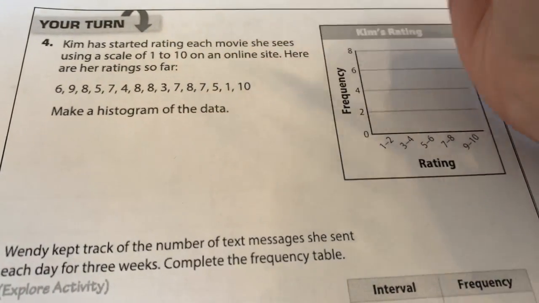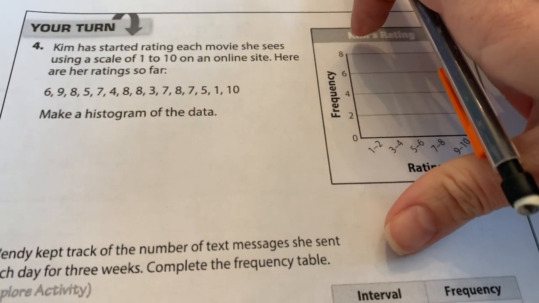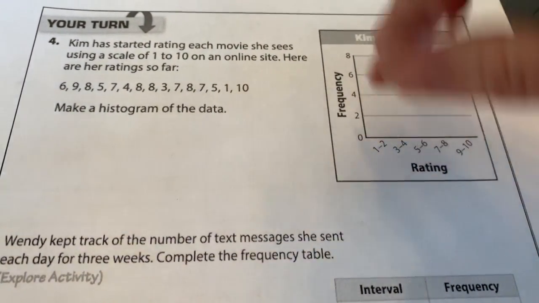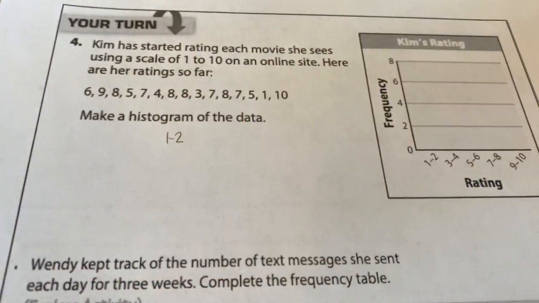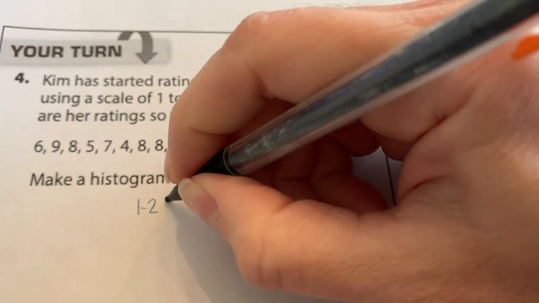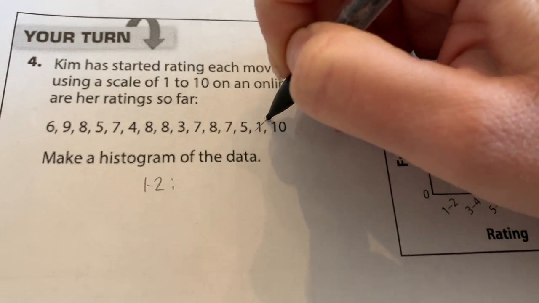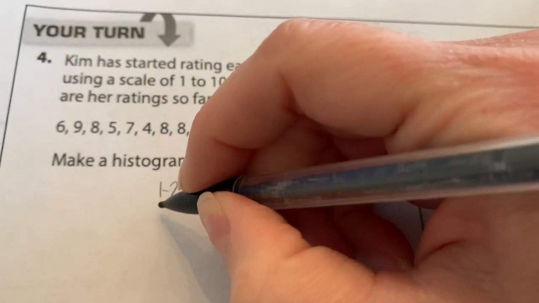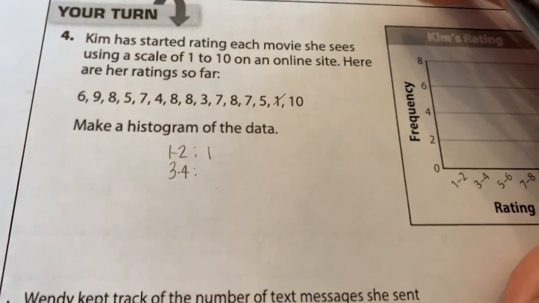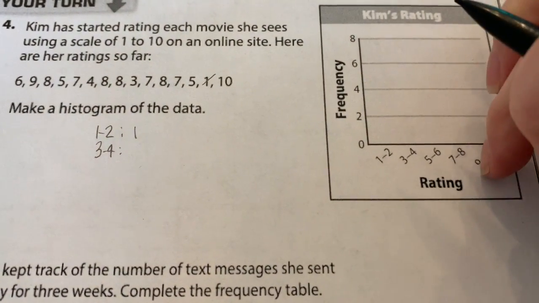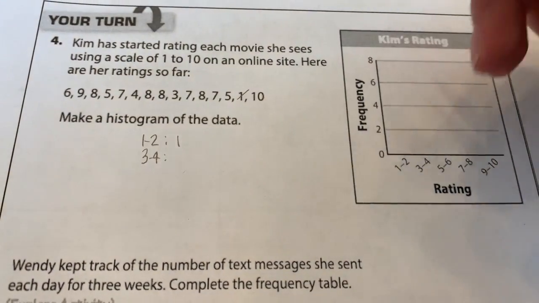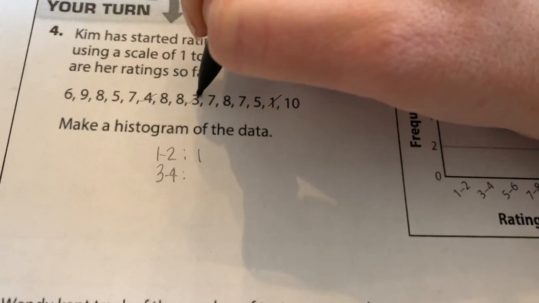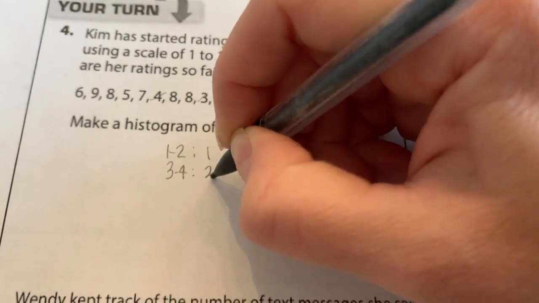So she started rating movies on a scale from 1 to 10, and these are her ratings. So what we want to do is look at these intervals, and we're going to place the numbers in an interval. So in the interval of 1 to 2, there is 1 data value, and that's it. The next interval is 3 to 4. And notice I'm not making a whole frequency table because I already have this here. If you normally want to do that, then that's what you would do first. 3 to 4, I have 1, 2, and that's it.